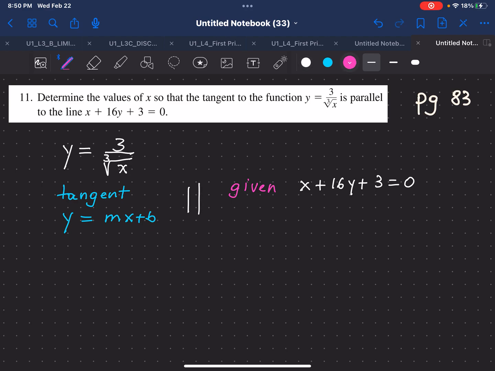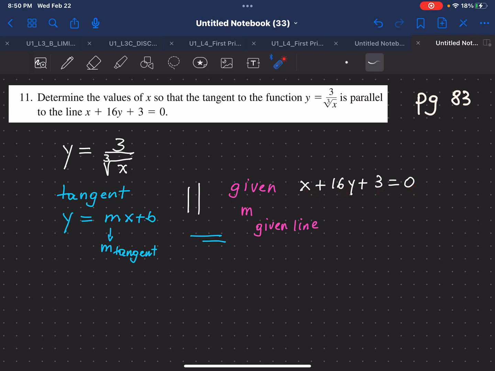So what that means is that the slope of this given line, I'm going to write given line here, would be equal to the slope of the tangent. So this would be the slope of a tangent line. In order to figure out at what x value we'll have the slope of the tangent line equal to this, we first need to identify the slope of the given line. If you look at the equation here, this is in standard form. When it's in standard form, it's not as easy to identify the slope.